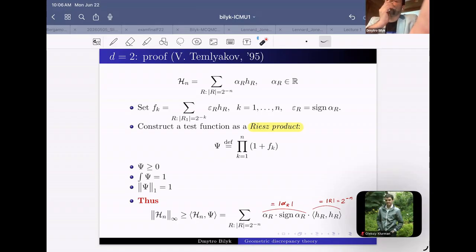If you integrate c, you will get 1. Okay, why is that? Let's just take this and multiply everything out. You'll have the leading term 1. You integrate it, that's 1. Then you'll have linear terms which just contain one function. They are sums of Haar functions, so their integral is 0.